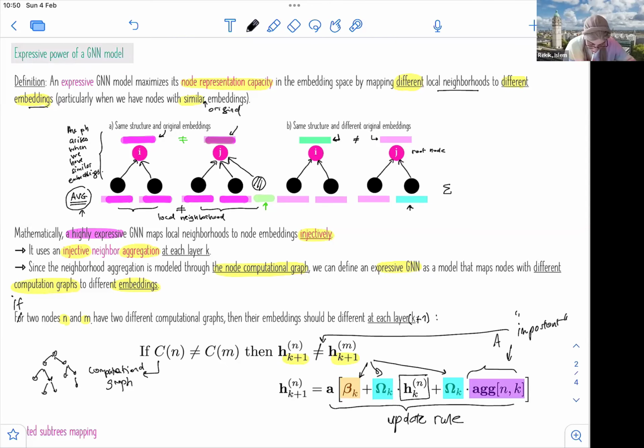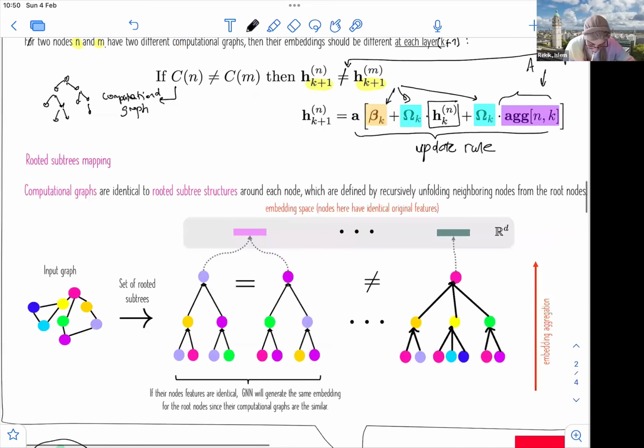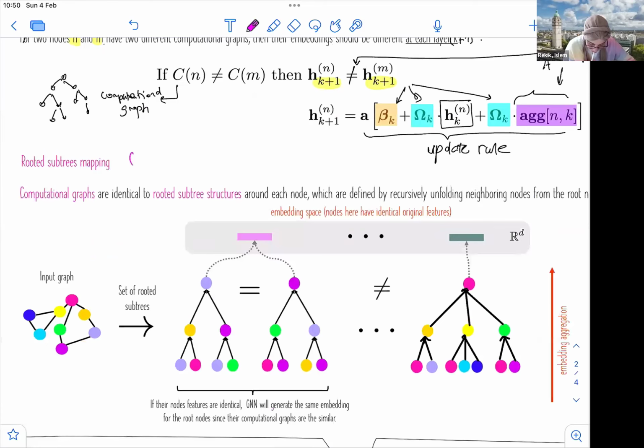Now let's look at the rooted subtree mapping. As you remember, the aggregations happen through the computational graph, which we can also call a subtree. We have different subtrees that form a forest of computational graphs if we look at each node in our network. Every single node will have a rooted subtree, or rooted computational graph. If we stack all of them, we have a forest of rooted subtrees for computations.